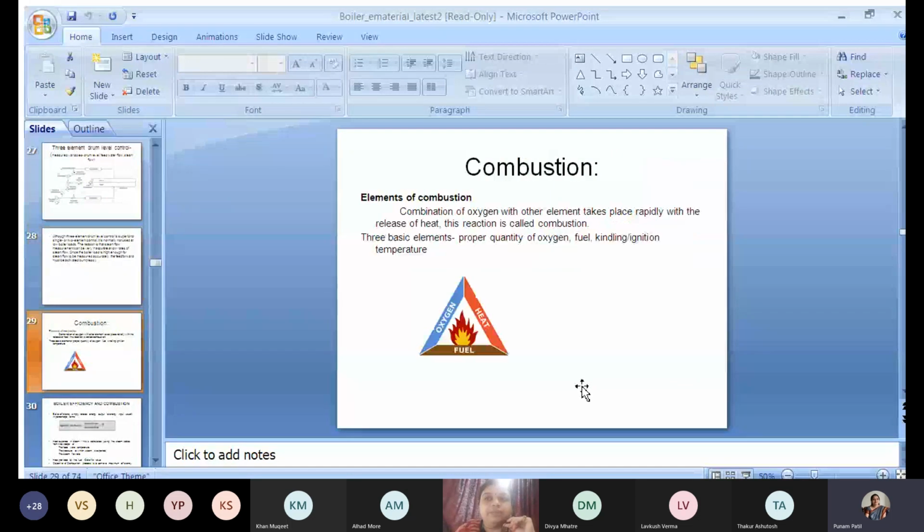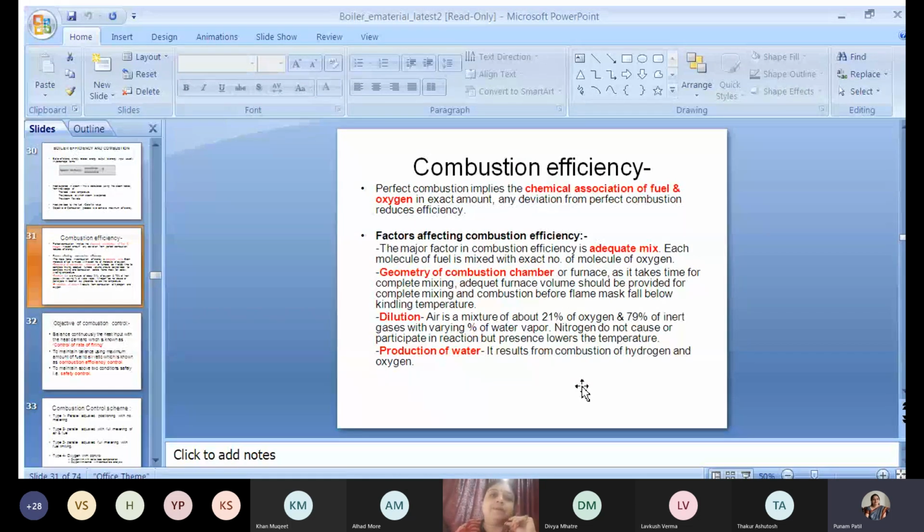Geometry of combustion chamber matters for the complete combustion. If proper geometry is not there, if the proper space is not provided, there are chances of incomplete combustion which will affect the efficiency of the combustion and ultimately it will affect the efficiency of boiler. Okay. Third is dilution.